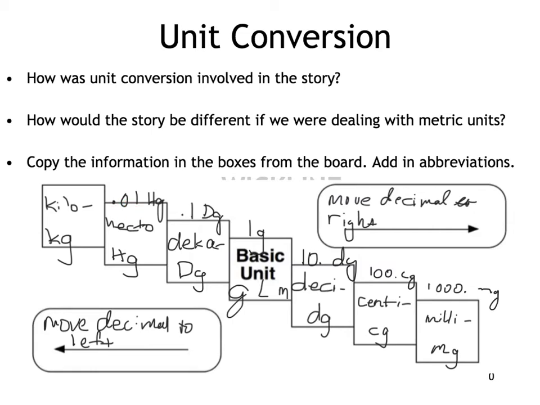And if I want to go from the basic unit of 1 gram all the way to kilogram, I'm going to need to go 1, 2, 3 places to the left. The decimal will follow suit. There it is. We have the 2 zeros in front of kilogram, indicating that we moved the decimal 2 places to the left.